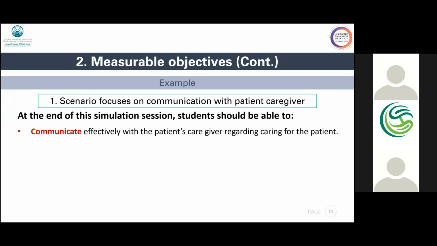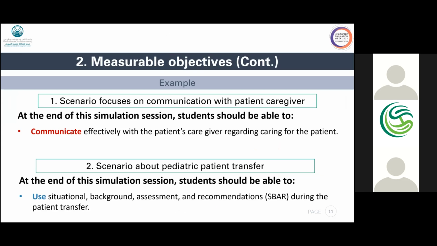Here is an example of how to draft the measurable objectives. From my perspective, if I am looking at a simulation scenario and reviewing it before implementation, and I see the title says the scenario focuses on communication with the patient caregiver, I expect there are objectives that target how effectively the participant will deal with the patient caregiver. Similarly, if I'm looking at a scenario about pediatric patient transfer, I expect there is an objective that will use SPAR during the patient's transfer.